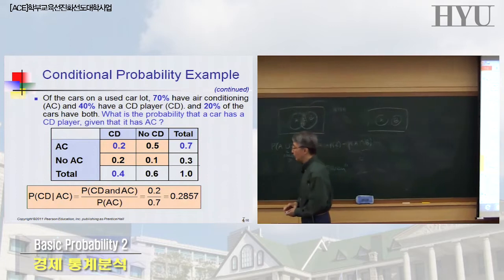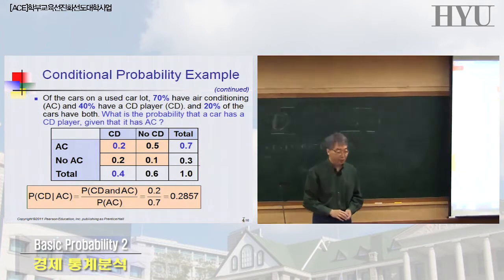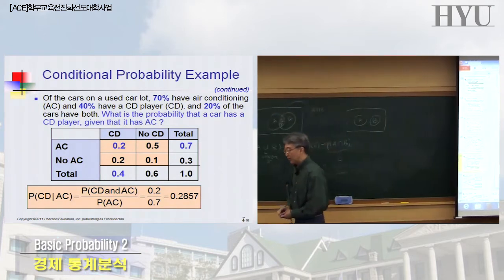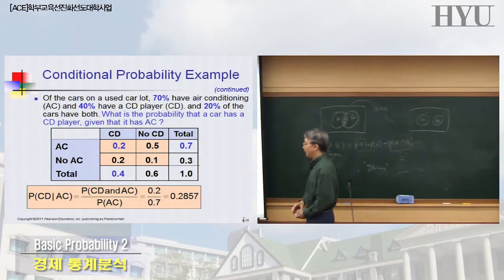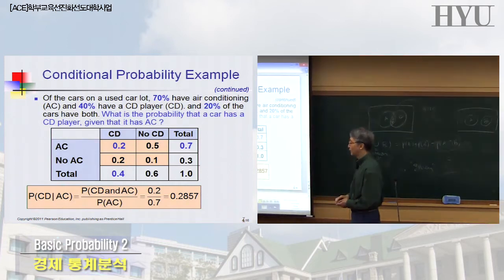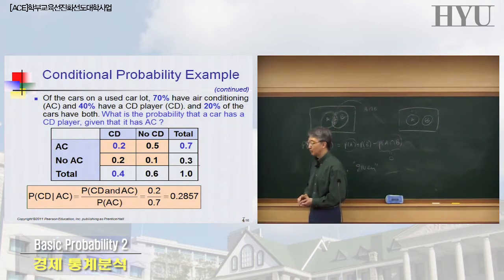Let's use an example. Suppose you are trying to buy a car, and being a poor college student, you can't afford a new car. So you went to a used car lot, and there are so many cars in this used car place. Let's say 100. They have 100 used cars, and some cars have CD players. Some cars don't.